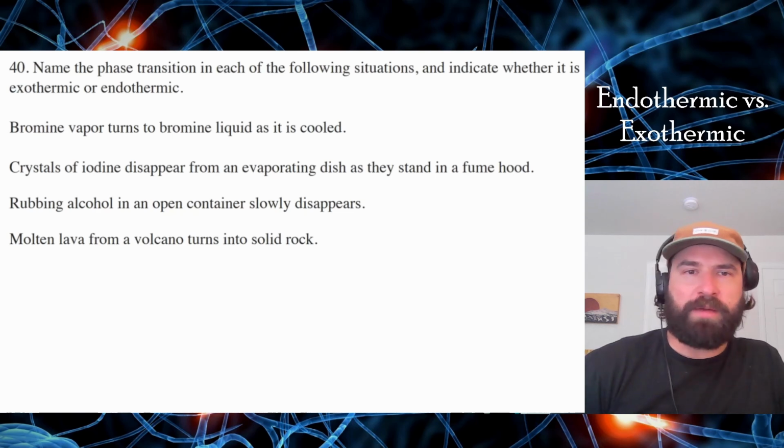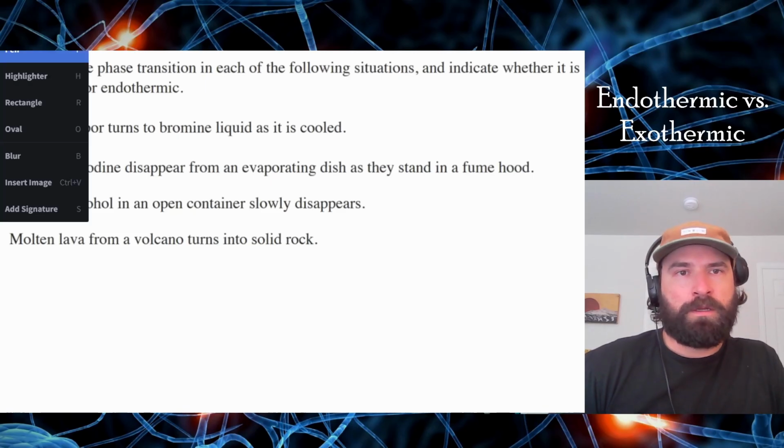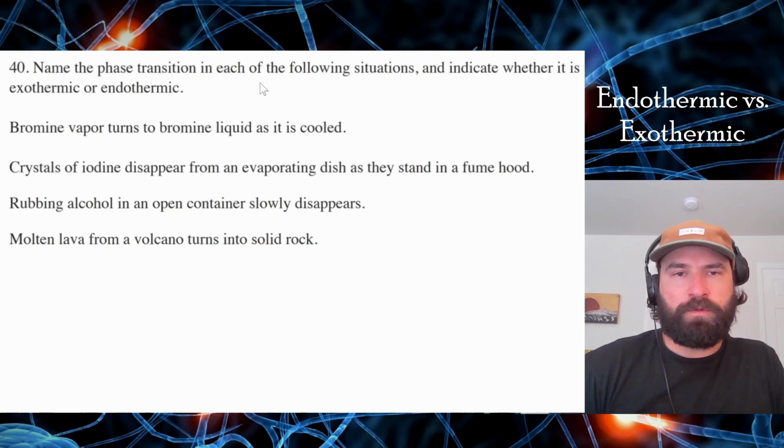All right, let's dive into another chemistry question. This one says, name the phase transition in each of the following situations and indicate whether it is exothermic or endothermic. All right, so the three phases we're going to be dealing with are solid, liquid, and gas.